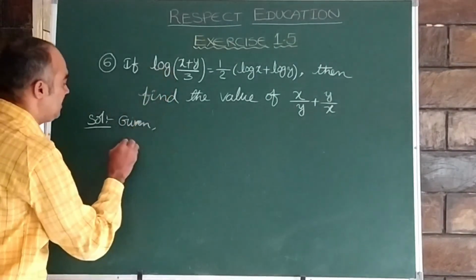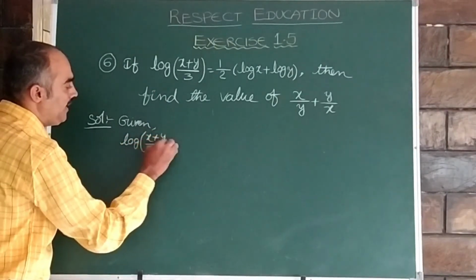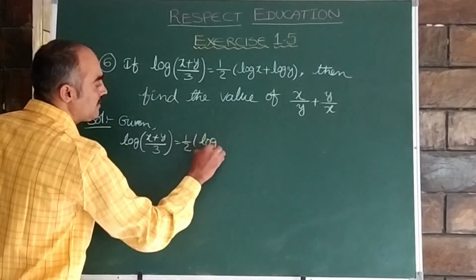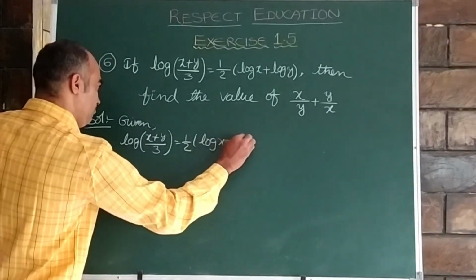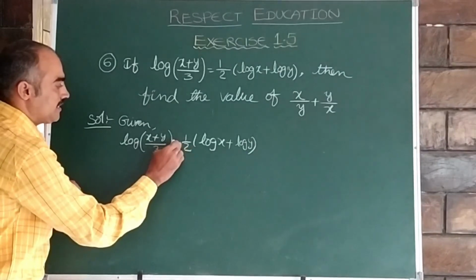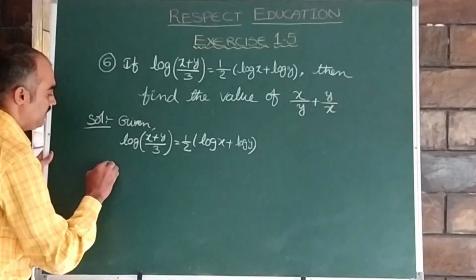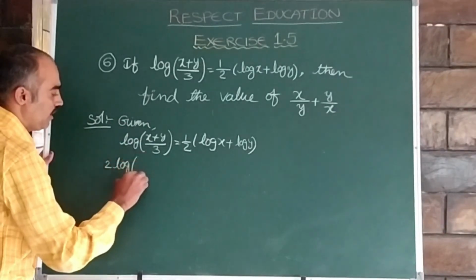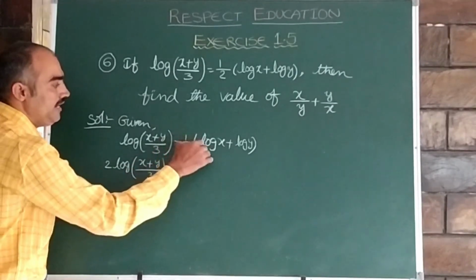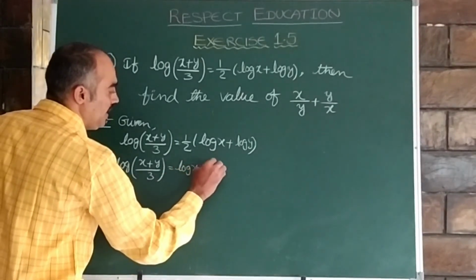What is given here? Log of (x plus y) by 3 is equal to 1 by 2 times log x plus log y. Here let us do cross multiplication, children. This 2 comes forward. So 2 into log of (x plus y) by 3 is equal to 1 into the same thing, that is log x plus log y.